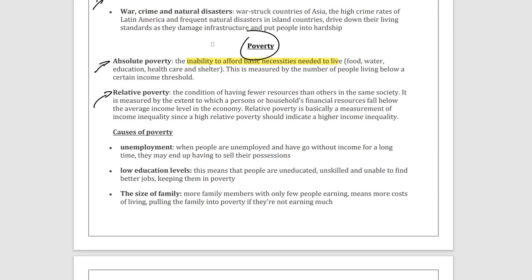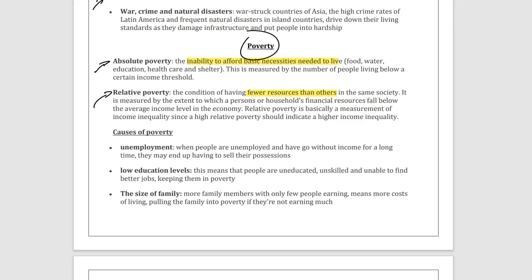Then we have relative poverty. Relative poverty, on the other hand, is the condition where you have fewer resources than others in the same society, meaning you're not in the extreme case, but you have fewer resources than others in that same society. That's the main difference between the two.